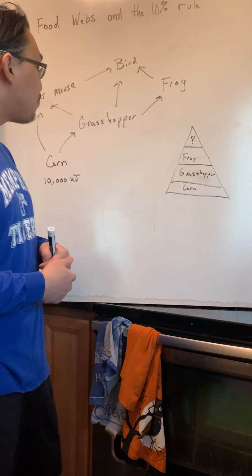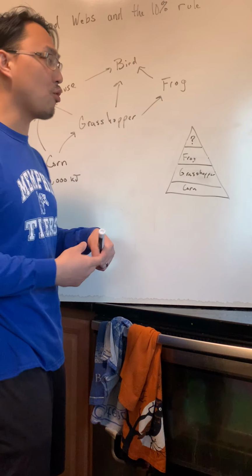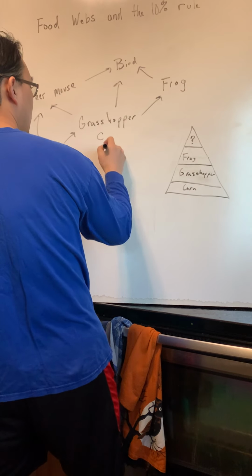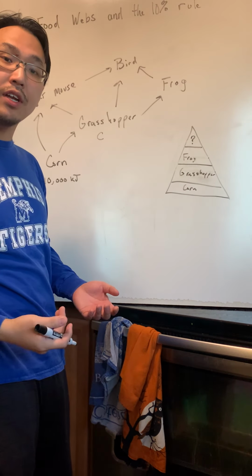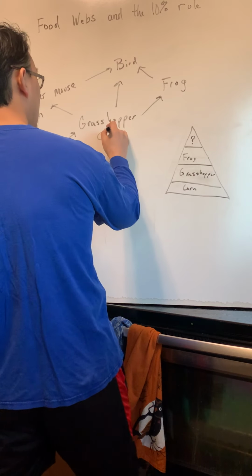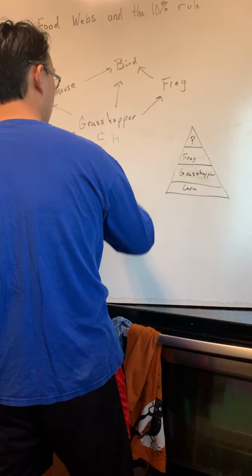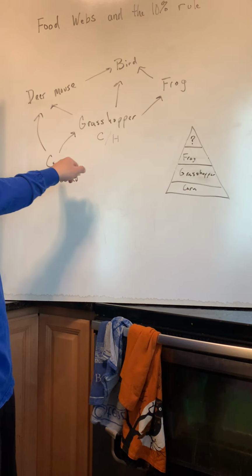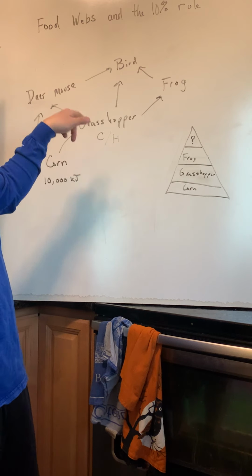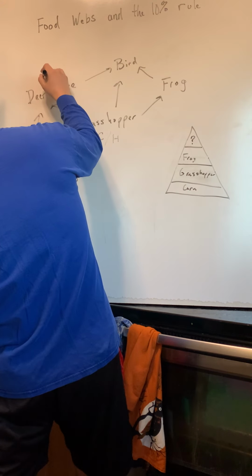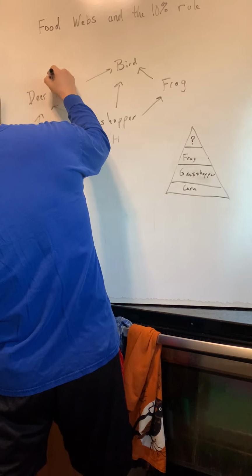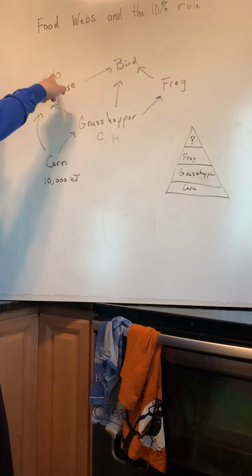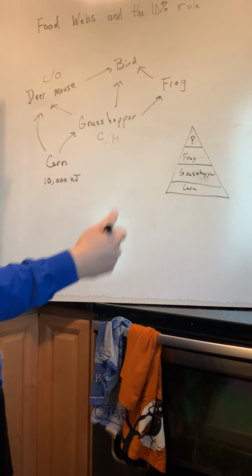Now, whenever we're talking about these other organisms as well, our grasshopper is a consumer, but specifically the type of consumer it is, is an herbivore. We noted that in terms of the grasshopper and the corn, the deer mouse eats both of those things. And so that deer mouse is a consumer and an omnivore. Okay, so it gets the designation of C and O. It's a consumer and an omnivore.